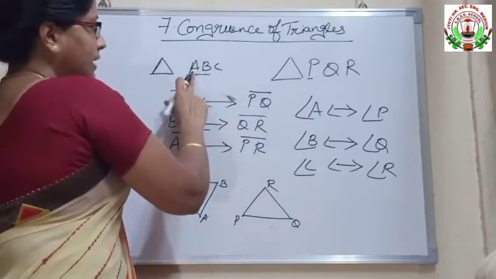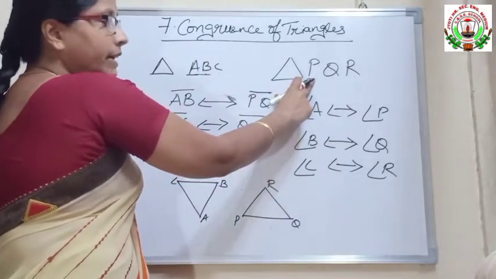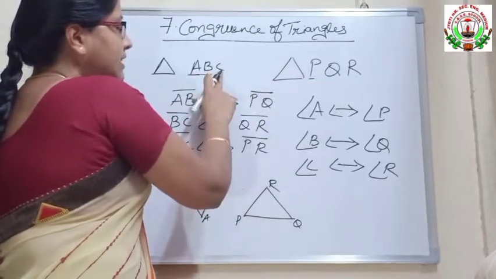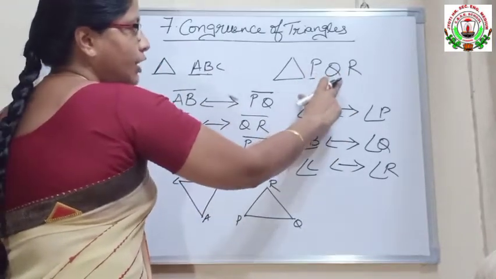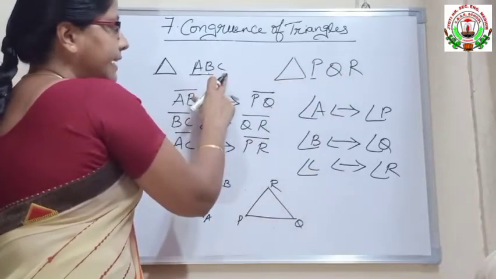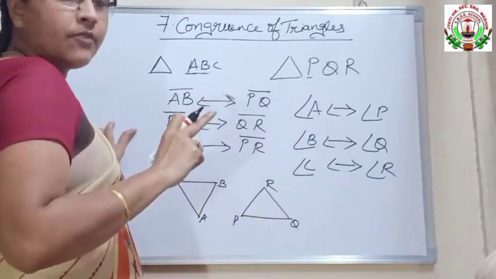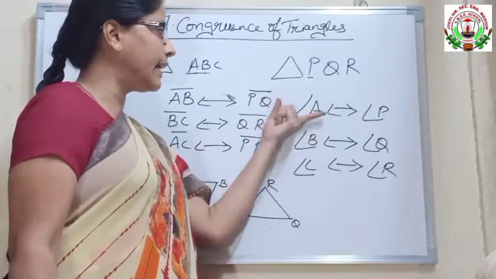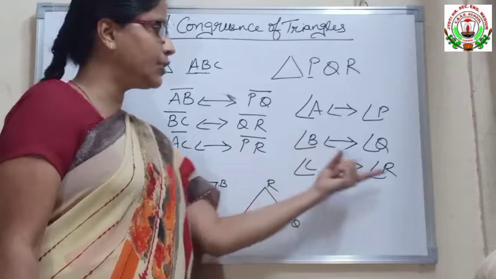So in the place of A, that is vertex A, it corresponds to vertex P, vertex B corresponds to vertex Q, vertex C corresponds to vertex R. So line segment AB corresponds to PQ, BC corresponds to QR, and AC corresponds to line segment PR. Likewise, when we compare two triangles, the angles will also correspond. That is, angle A corresponds to angle P, angle B to angle Q, and angle C to angle R.